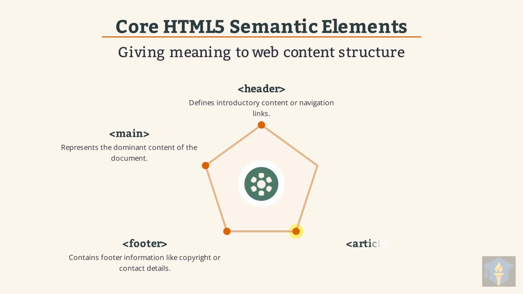An article element represents independent, self-contained content, like a blog post, a forum comment, or a news story. This element represents independent, self-contained content that could be distributed and reused independently, such as a blog post.